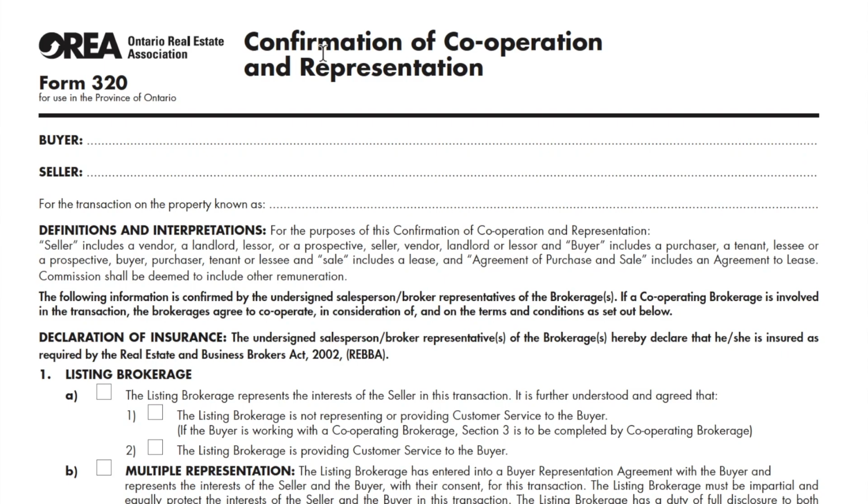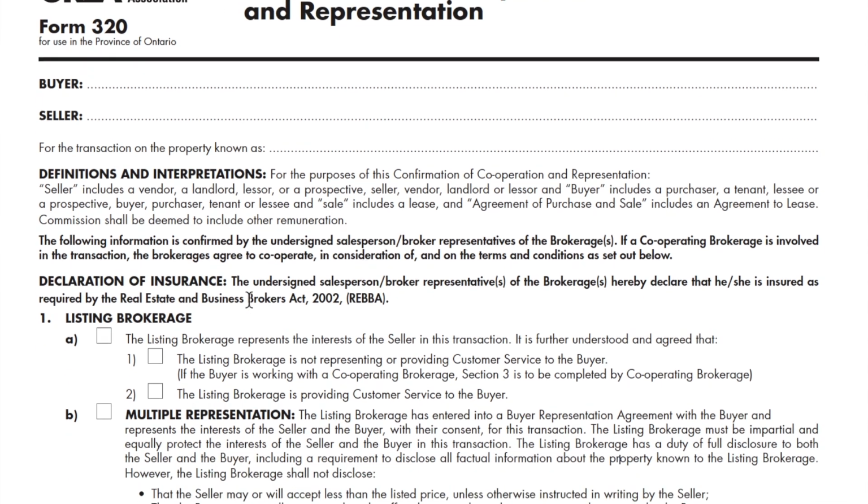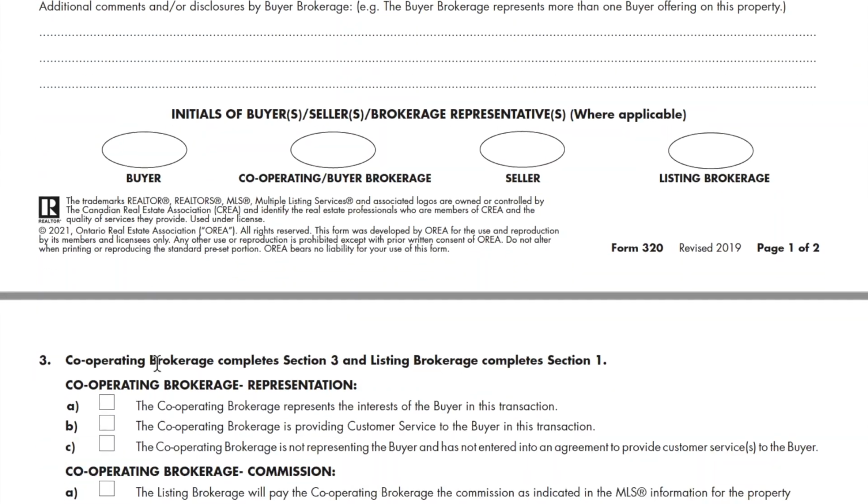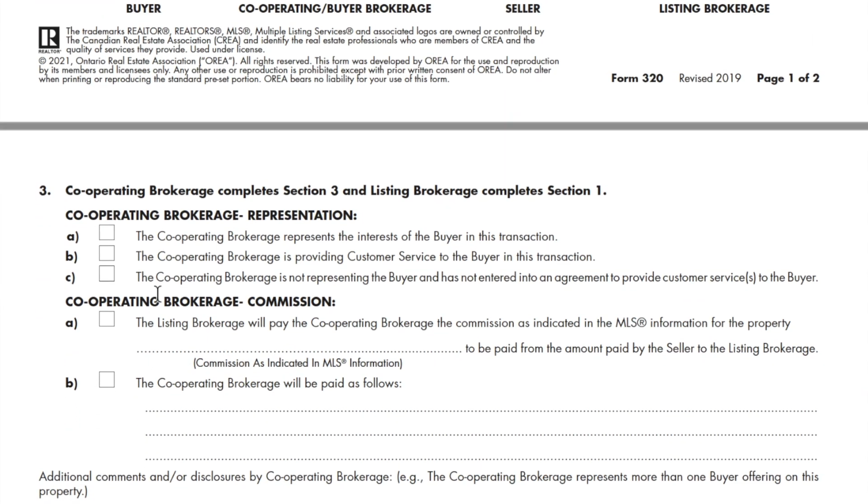Main form there for sure, but also very important and third on the list, the Form 320, Confirmation of Cooperation and Representation. Also signed by our clients and ourselves to bind the brokerage, the Form 320 outlines representation, which party is represented by each brokerage and who is paying each brokerage.